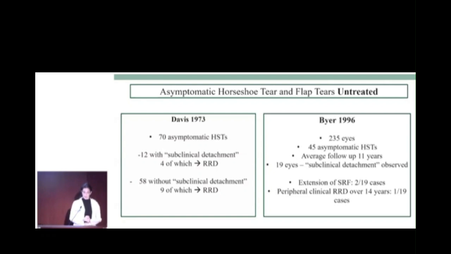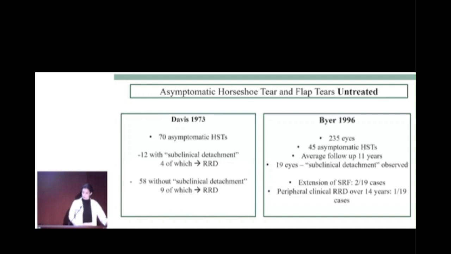But for example, Dr. Davis's study looked at 70 asymptomatic tears. And of those, 12 had subclinical detachment. I'll define it for you briefly. That's fluid about 1 disc diameter from the break, but not more than 2 disc diameters posterior to the equator. It's very specific and not really used as much today, but that's how the study was defined. And so 4 of those went on to detach. Of the 58 without significant fluid around the break, 9 went on to detach. And so these are the untreated eyes.